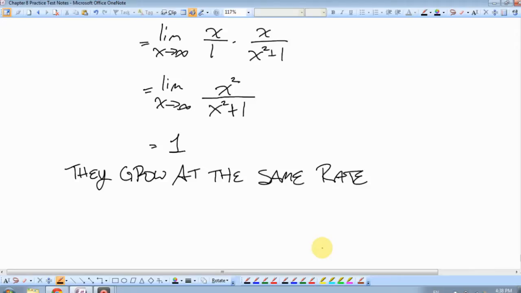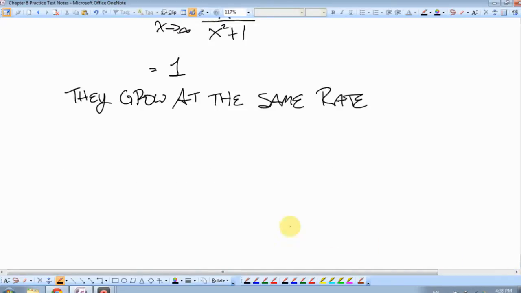Okay. If we go to infinity, then the numerator grows faster. If we go to 0, then the denominator grows faster. Let me write this down, okay?